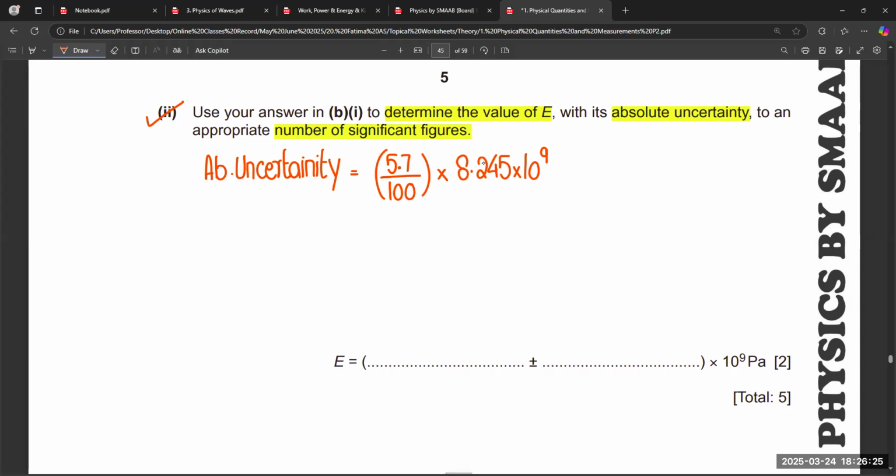So we got the answer 4699, or we can also write in scientific notation, rounded off, 4.7 times 10 to the power 8 pascals. Okay, so this is the value of absolute uncertainty.